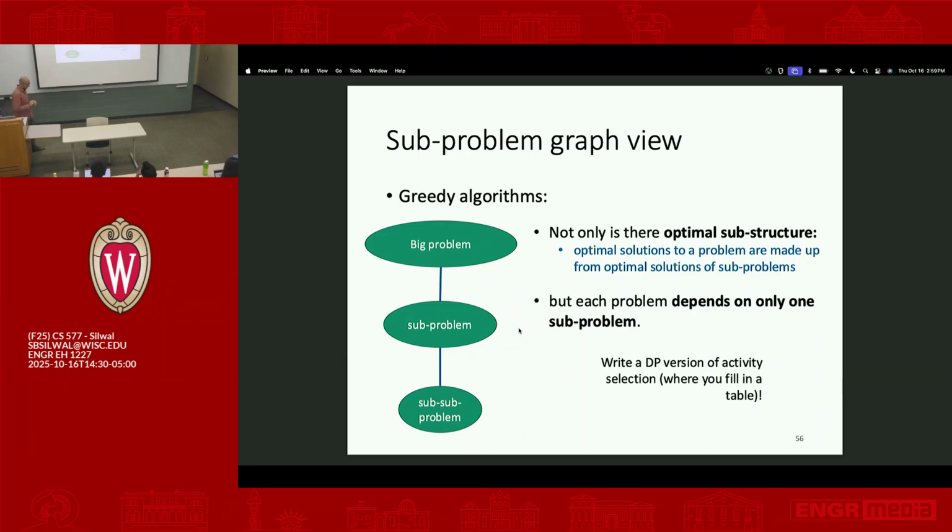The one thing is we never have to do this combine step, right? We're just saying I make one choice, and it's not like I have many subproblems I'm looking at. I'm only looking at one subproblem, which is the rest of the remaining activities.